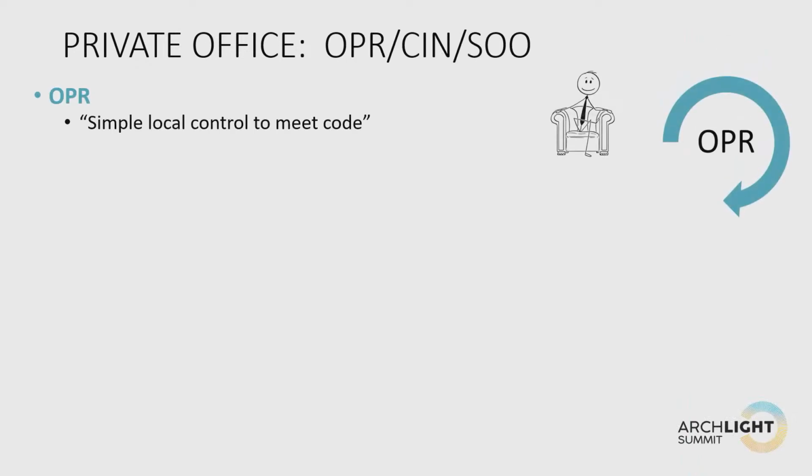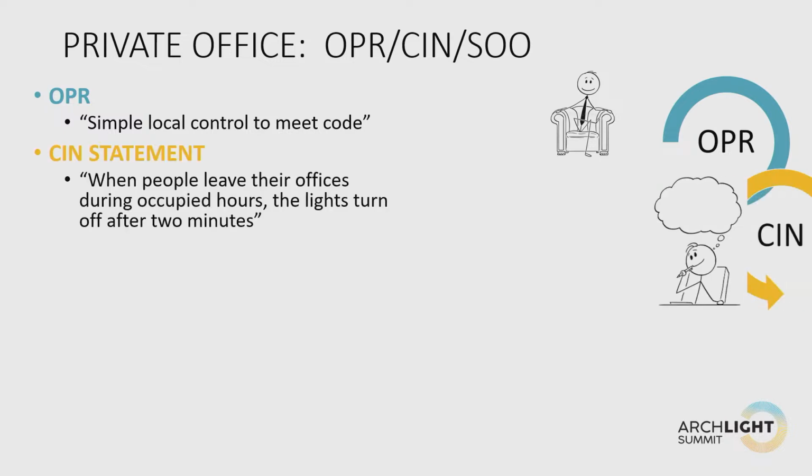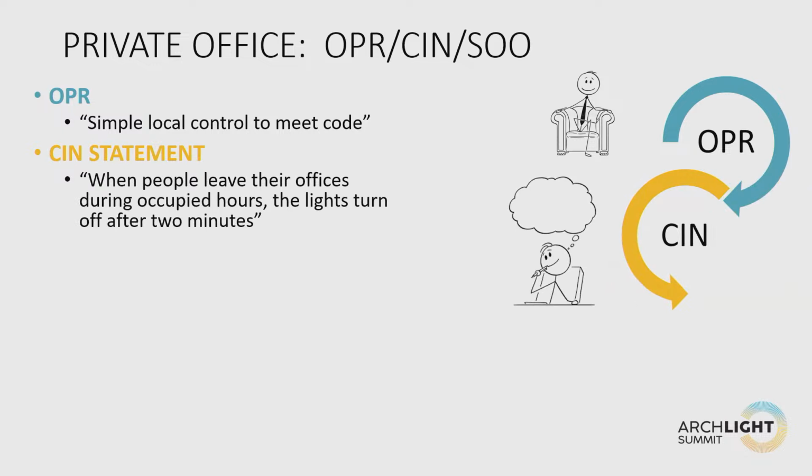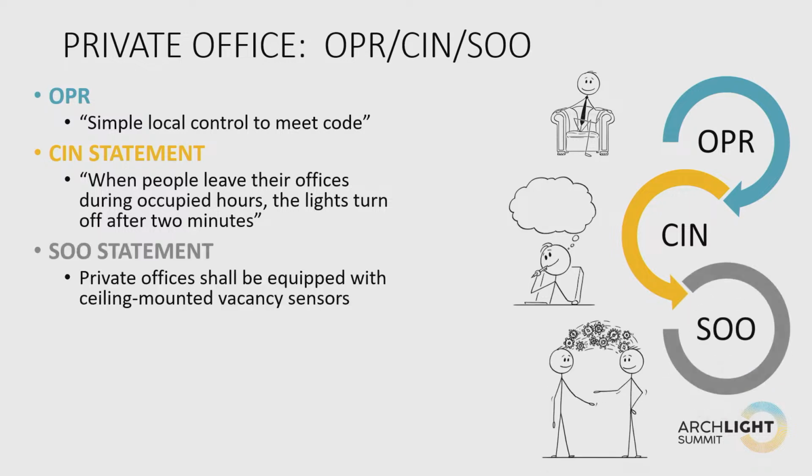So shockingly, what the owner says about this is, just give me whatever I need to meet code. Here's what the control intent narrative says. When people leave their offices, the lights will turn off after 2 minutes. That's pretty straightforward. Aunt Betty can understand that. Here's what the sequence of operations says. Private offices shall be equipped with ceiling-mounted vacancy sensors.